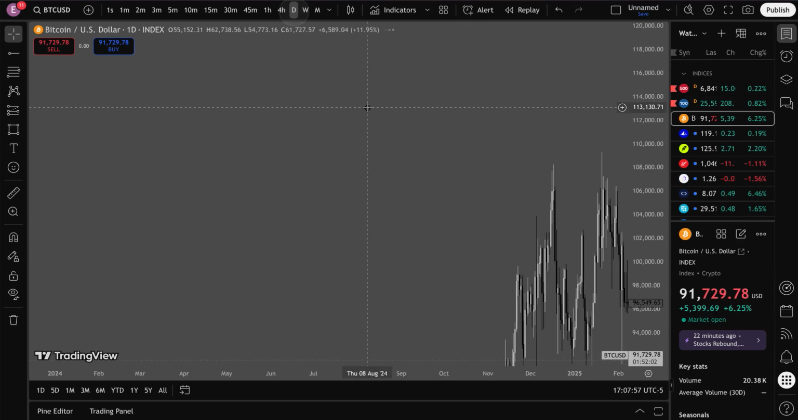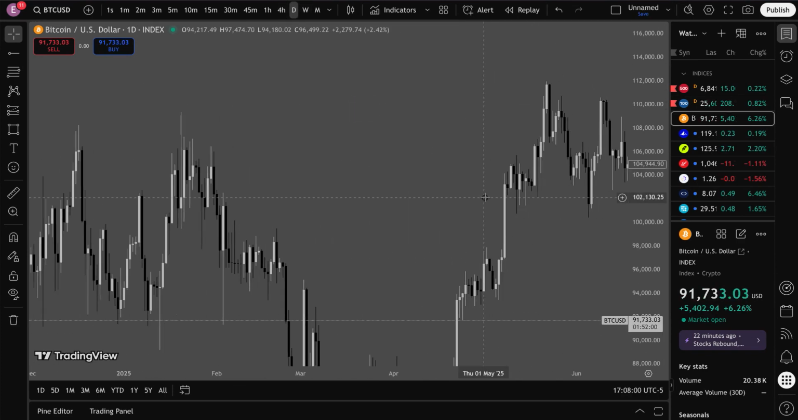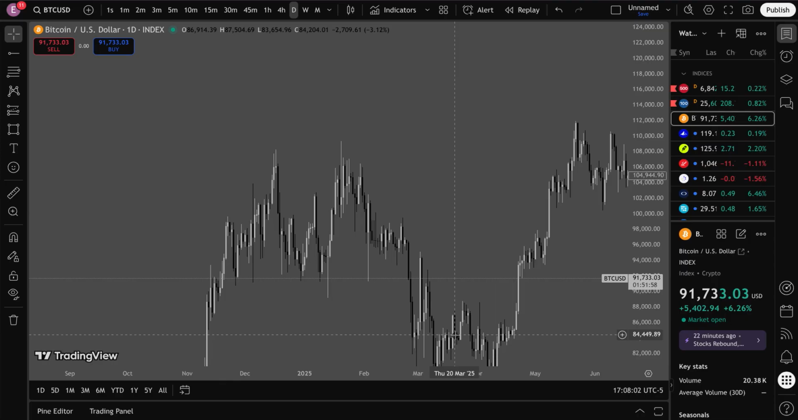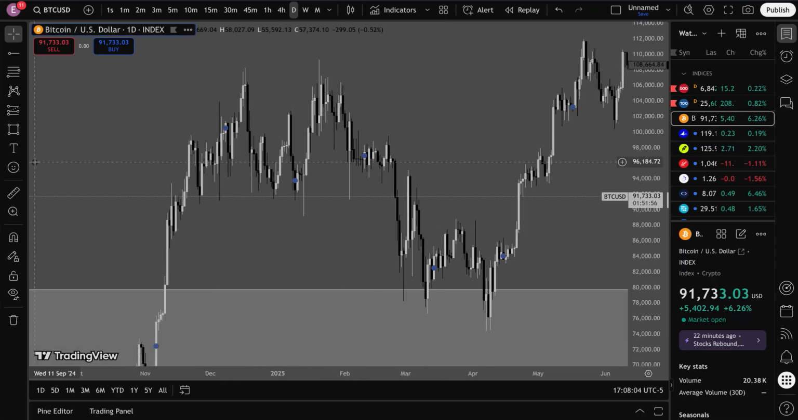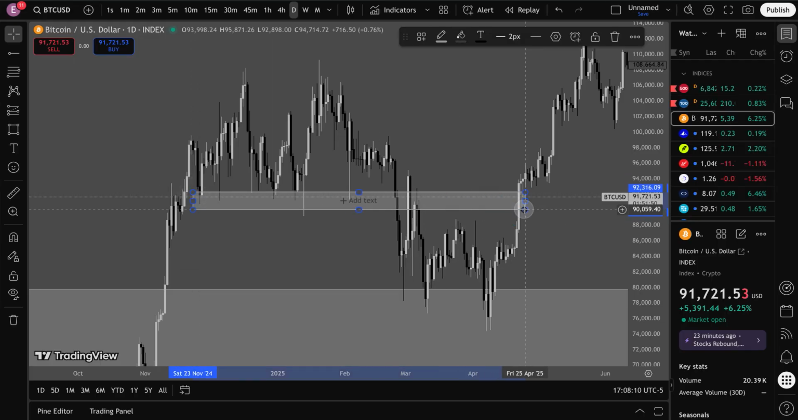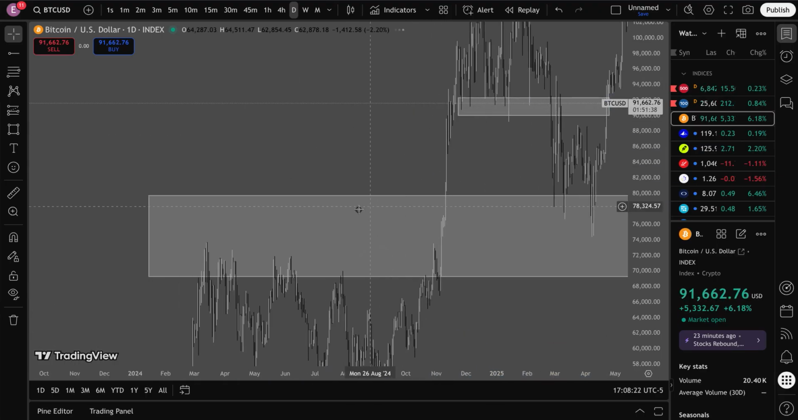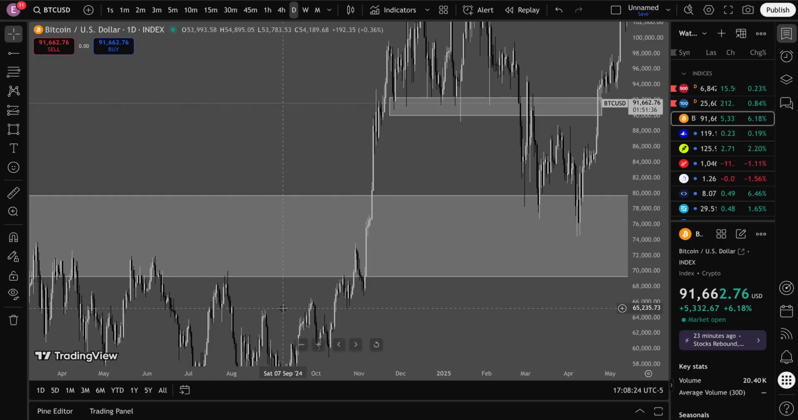Let's go on the daily. Maybe that'll work. Oh, here's a great example. Alright, here is a great level of support. As you can see what price is doing: come down, bouncing, breaking, retesting, then going down to this level of support that was flipped to resistance right here.